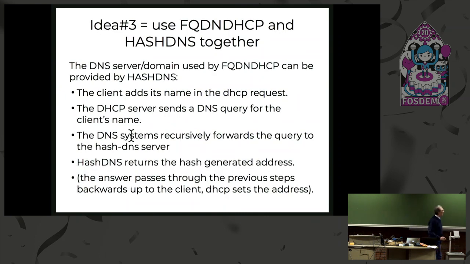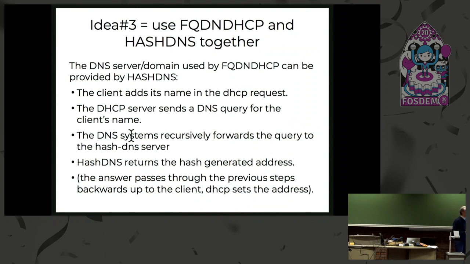So now we can use the two technologies together. We can have the node asking the DHCP server its address. The DHCP server asks the HashDNS for the address. And in this way, everything converges. Just by giving the name, you can have the three goals: the IPv6 address and DNS forward resolution.